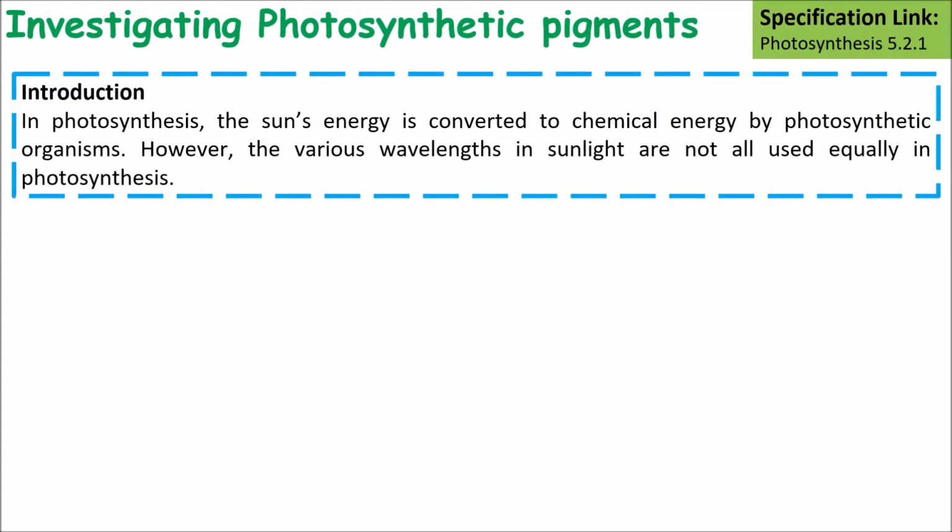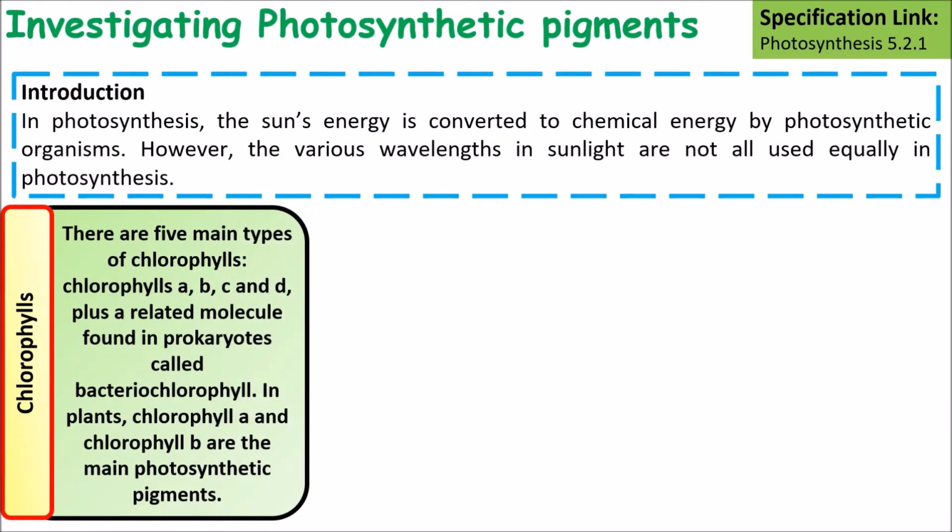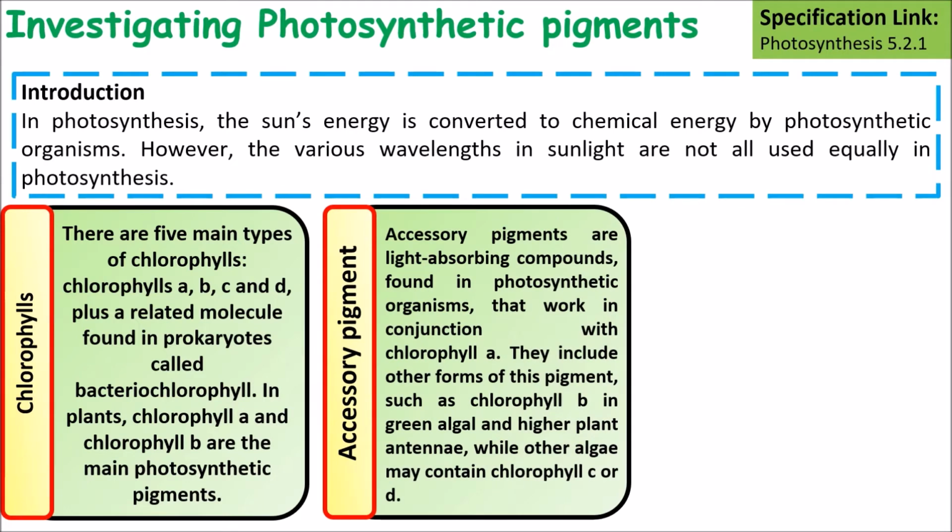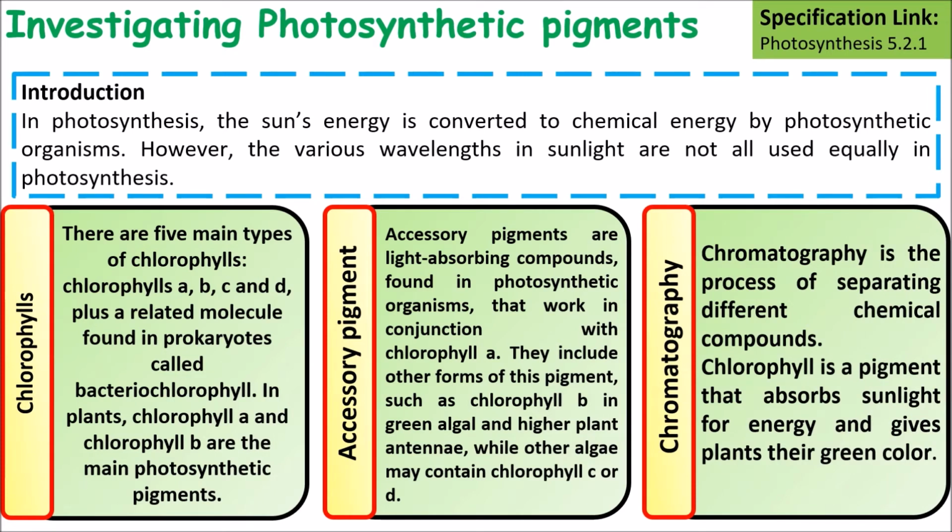So in photosynthesis, the sun's energy is used to convert carbon dioxide and water into glucose and oxygen. To do this, the plant uses chlorophylls. There are a range of different chlorophylls that it uses to carry this out, not just one. It has accessory pigments to help it absorb the light, and we can separate these different types of chlorophyll out using chromatography.